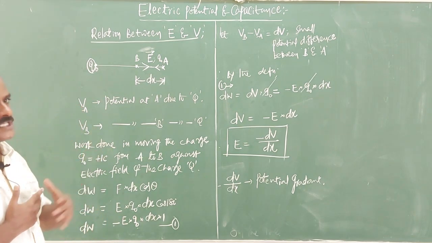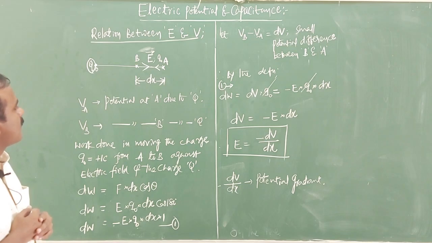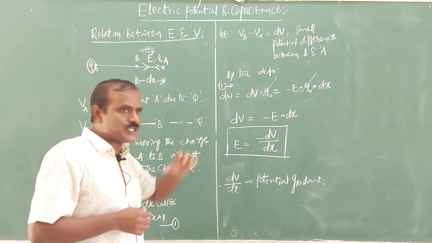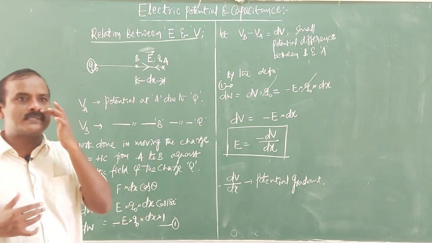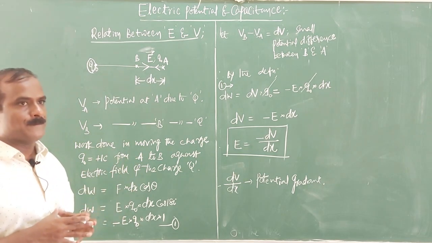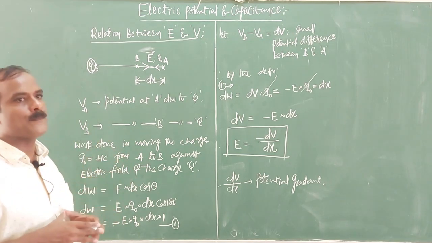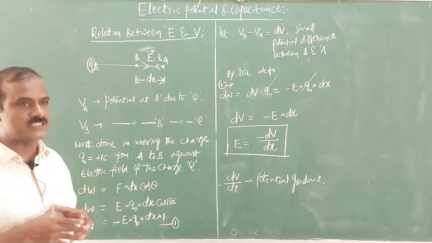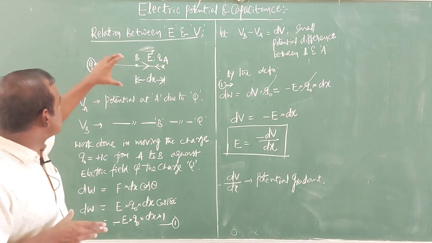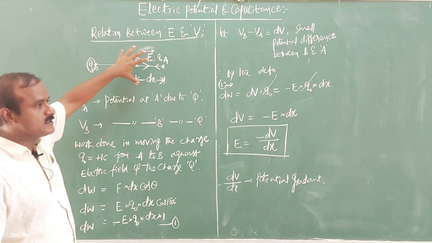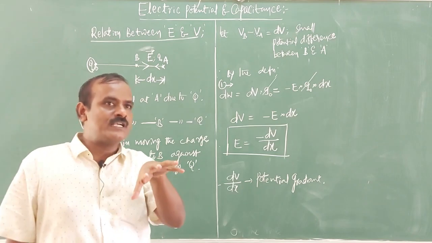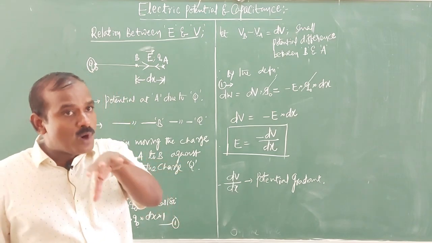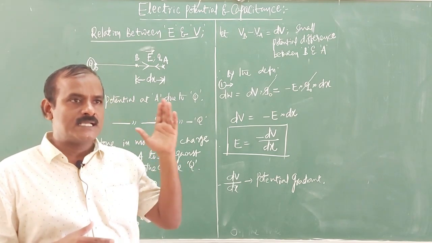So that is also a significance. And remember, this kind of relation is very clearly considerable if we have a non-uniform electric field. This is a non-uniform electric field. You know what is a uniform electric field and a non-uniform electric field? You are well versed with these terms from the first chapter.